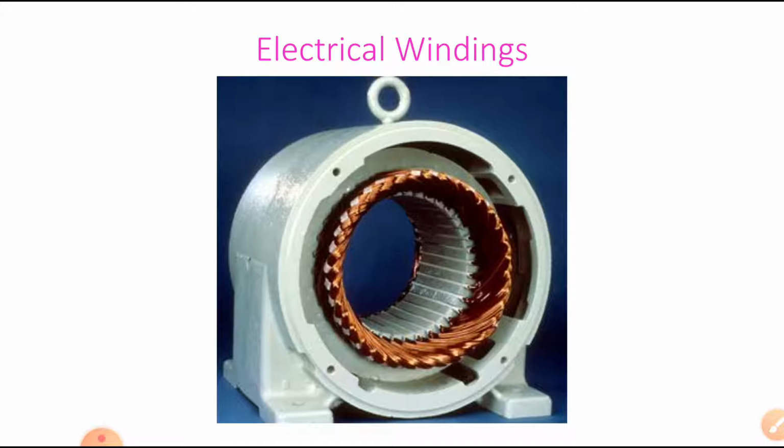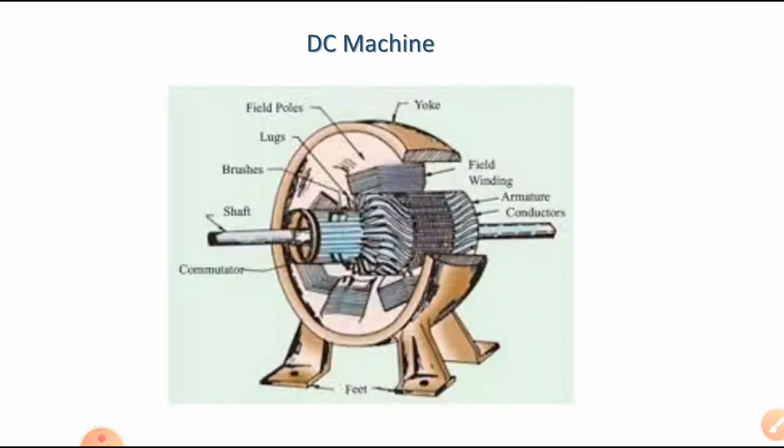So, electrical winding. Now, what is this one? This is a DC machine. We have seen DC machine windings also, the single layer, double layer, lap windings and wave windings.